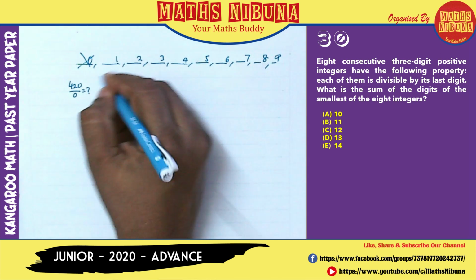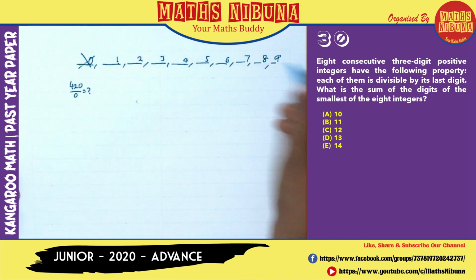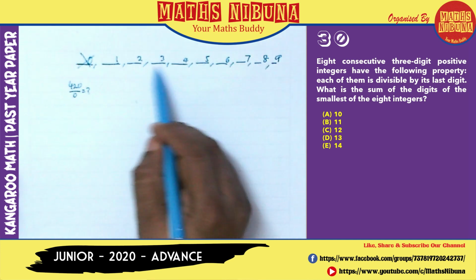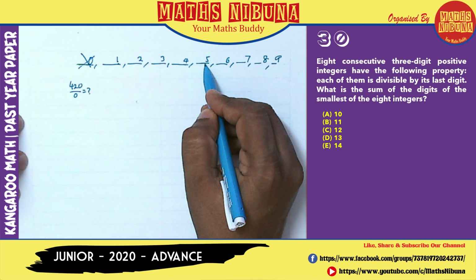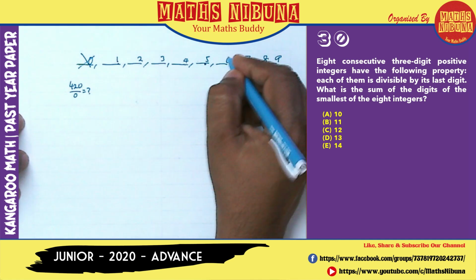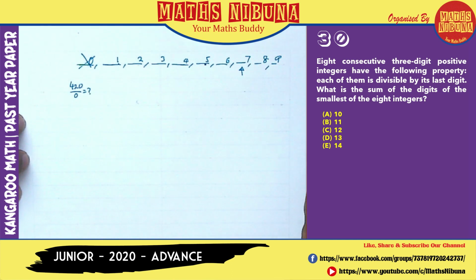When we talk about divisible by the last digit, 2, 3, 4 are all very common to divide by. 5, we know, if divisible by 5, the last digit must be 5. 6 is also a multiple of 3 and 2. So we take 7. Not many numbers can be divided by 7. Okay, so we take 7.